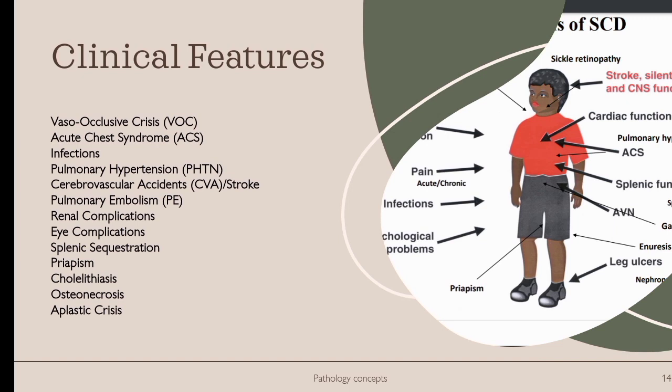Clinical features observed in sickle cell disease are vaso-occlusive crisis, acute chest syndromes, infection, pulmonary hypertension, cerebrovascular accidents, pulmonary embolism, renal complication, eye complication, splenic sequestration, priapism, cholelithiasis, osteonecrosis, aplastic crisis, etc.